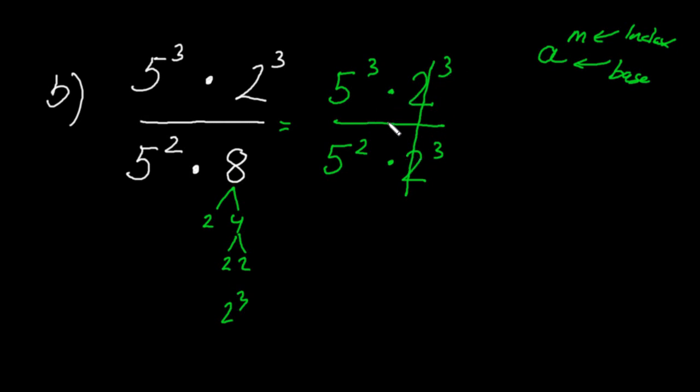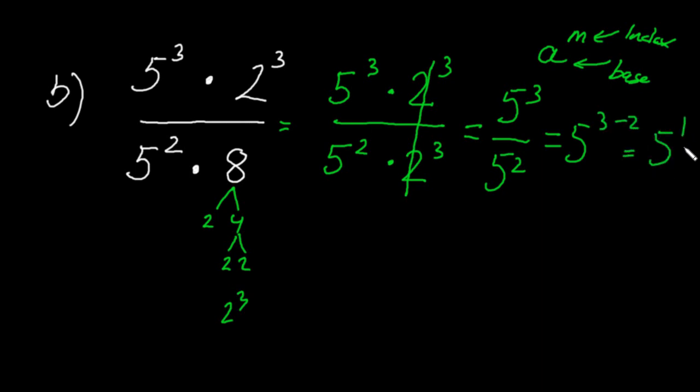So the whole thing just cancels out, and what we're left with is 5 to the 3 over 5 to the 2. And then of course we could use our second index law. So we have 5 to the 3 minus 2 equals 5 to the 1. And we'll leave a 1 there to show that we have indeed simplified our expression into its simplest index form.